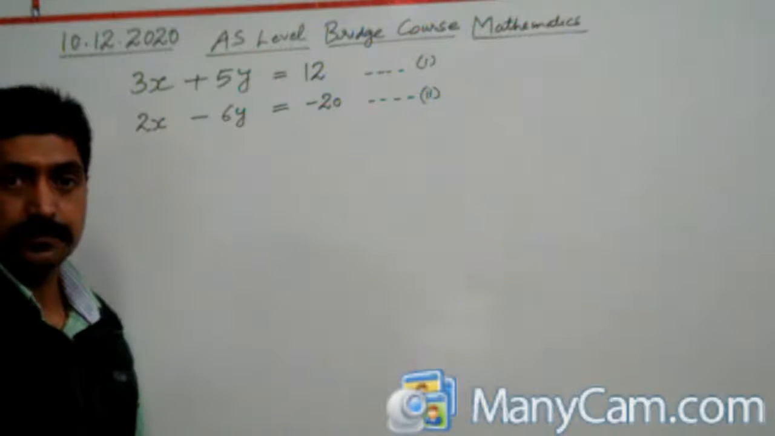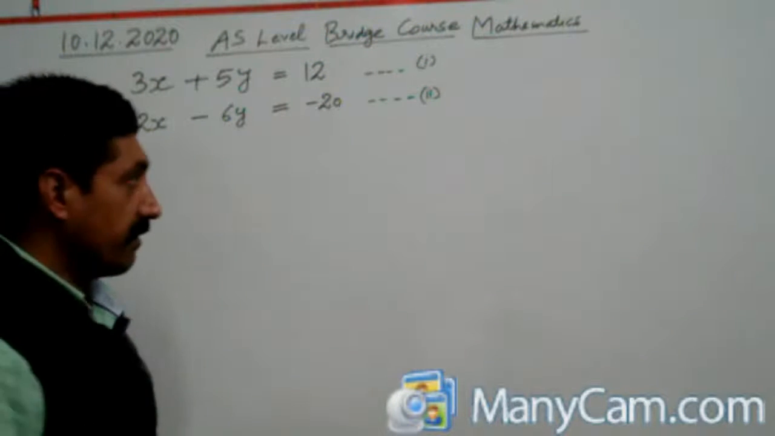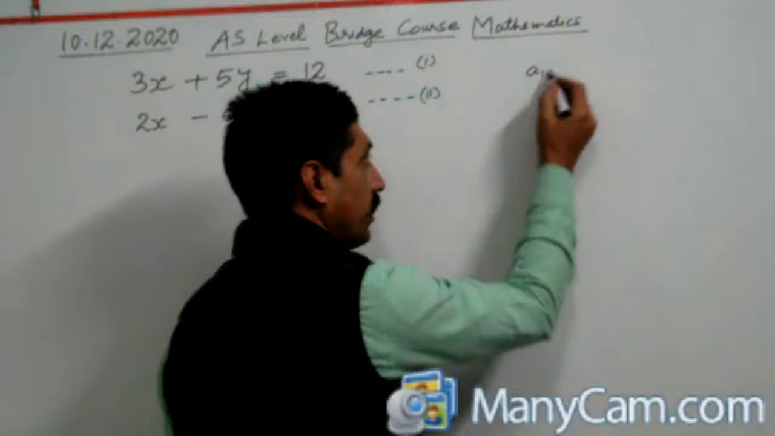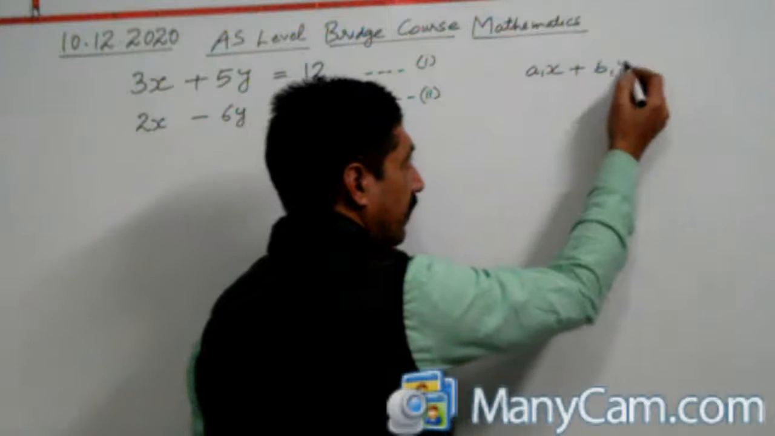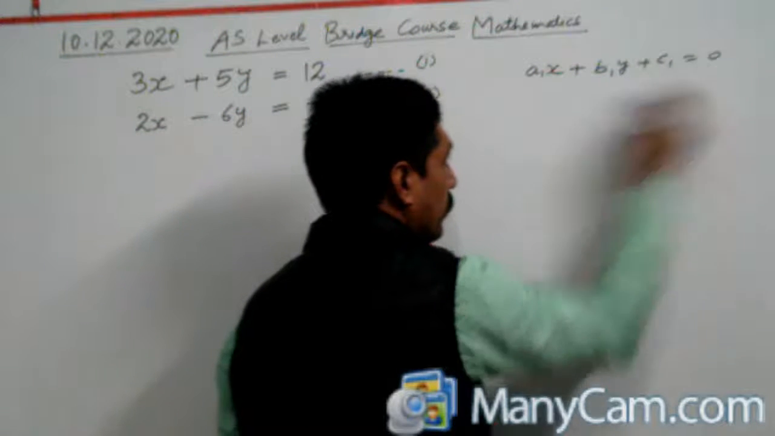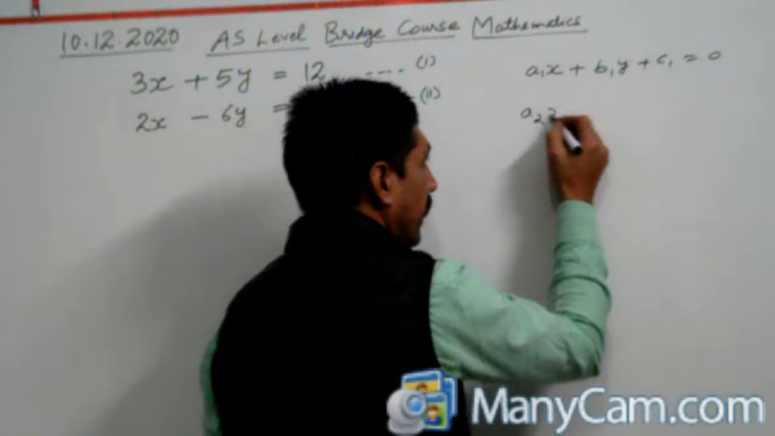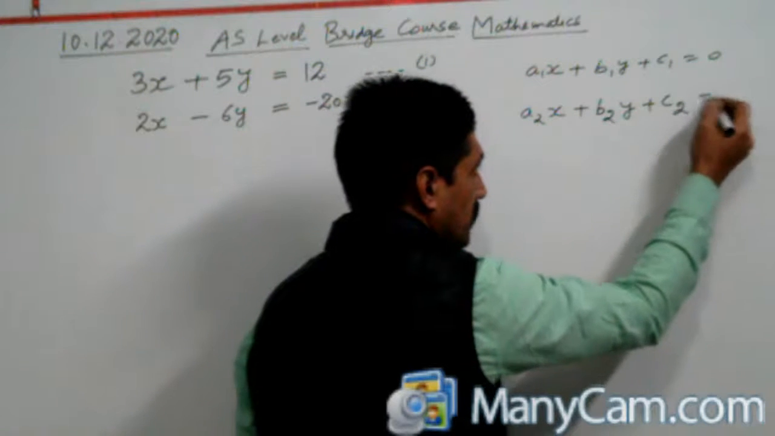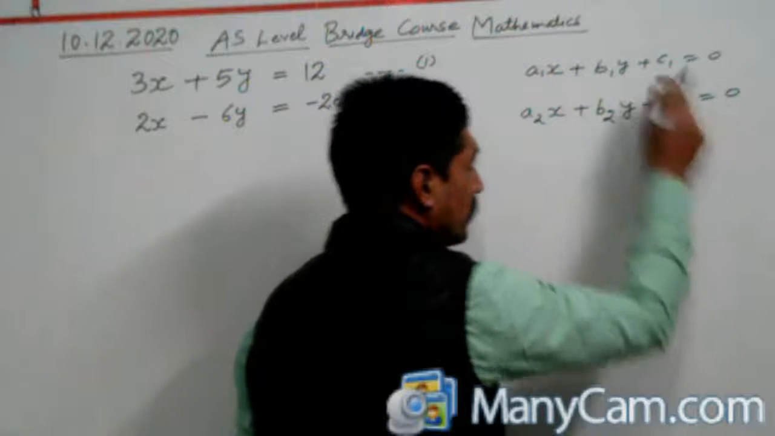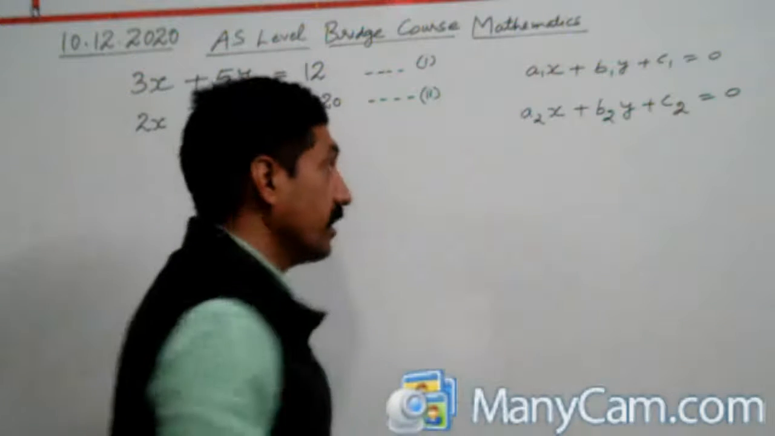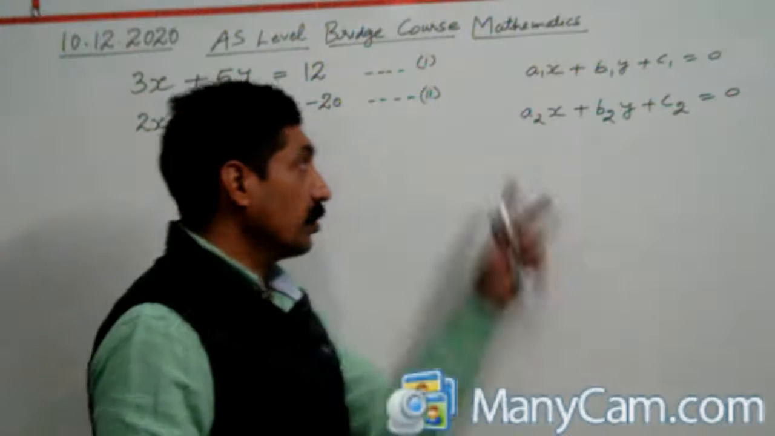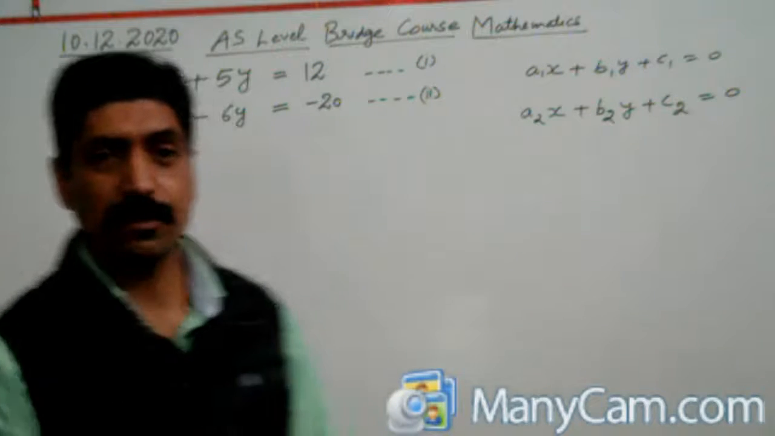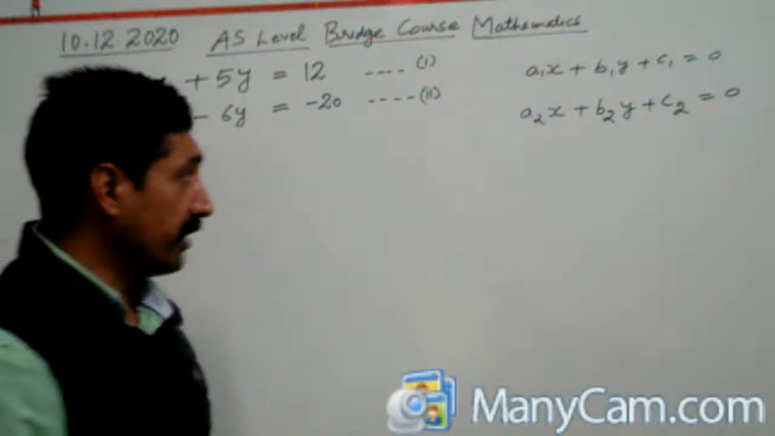As we have already understood, this is a1x plus b1y plus c1 is equal to 0 and a2x plus b2y plus c2 is equal to 0. These are two linear equations in two variables x and y, and while solving them, we have studied in detail three cases.